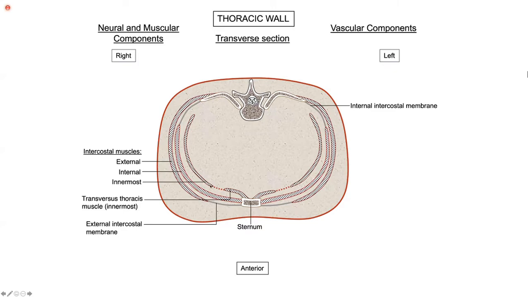So this was the innermost. Its component is transverse thoracic muscle. So it's only present here. The fibers are going transversely. Are we clear? Now look at it. What is this? This is my pleura, the two layers of the pleura, and the lungs will be filled here.